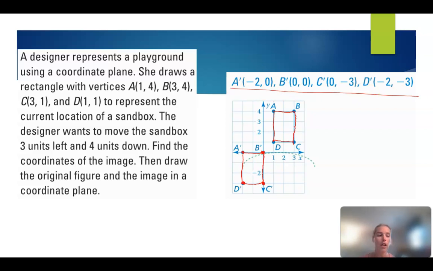So now hopefully you're beginning to see how you can know what a translation is: it simply slides, it doesn't change direction, and it doesn't change shape or size either. And then how this works in a coordinate plane, how you can find the coordinates that you need, how you can reflect or translate things on a coordinate plane.